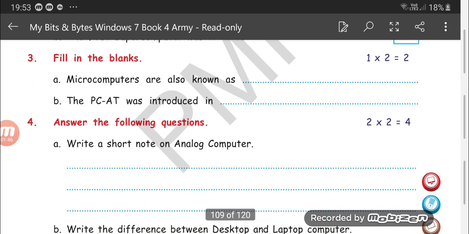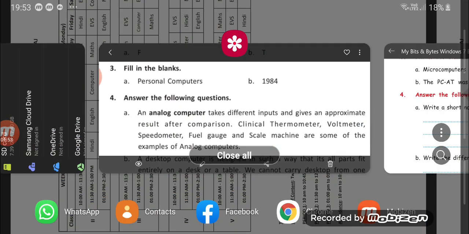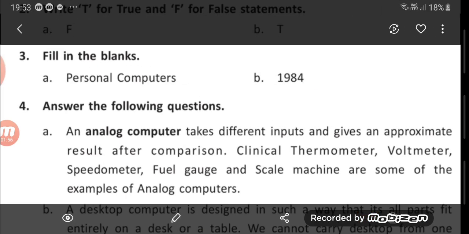Answer the following questions. Write a short note on analog computer. The answer is, an analog computer takes different inputs and gives an approximate result after comparison. There are a few examples of analog computer. They are clinical thermometer, voltmeter, speedometer, fuel gauge and scale machine. I'll be sharing these answers with you once this video finishes.